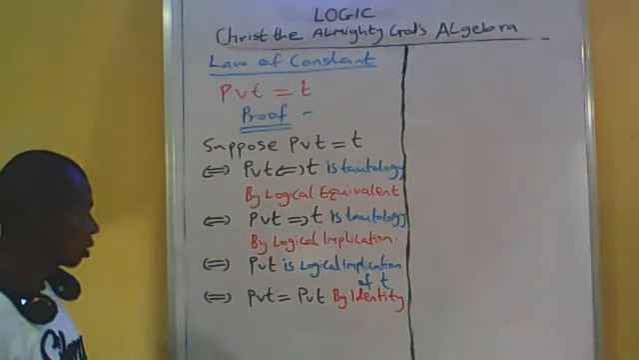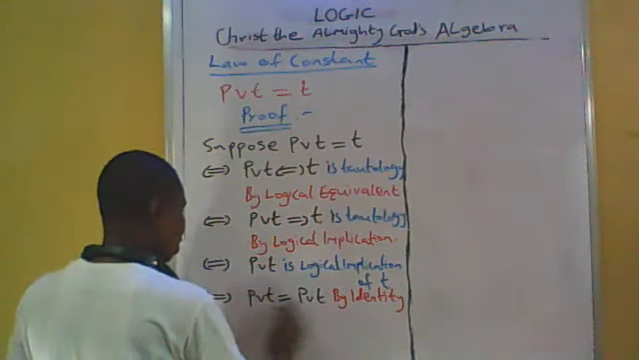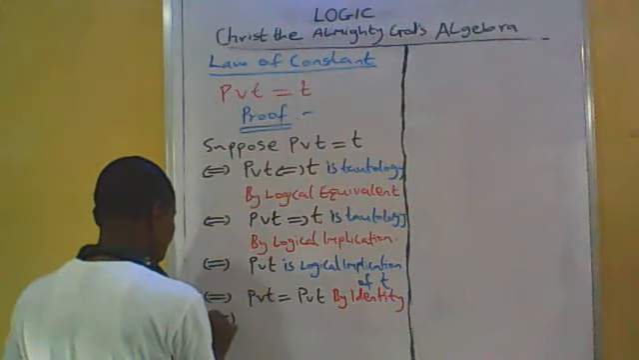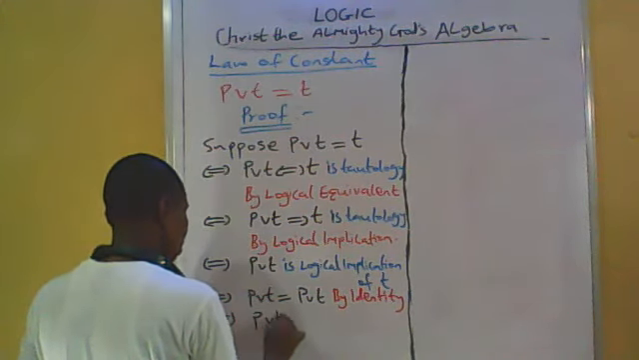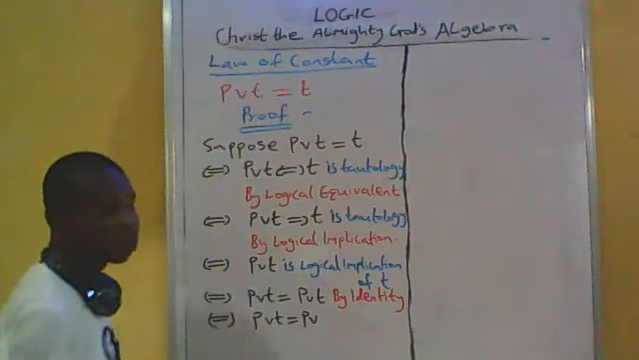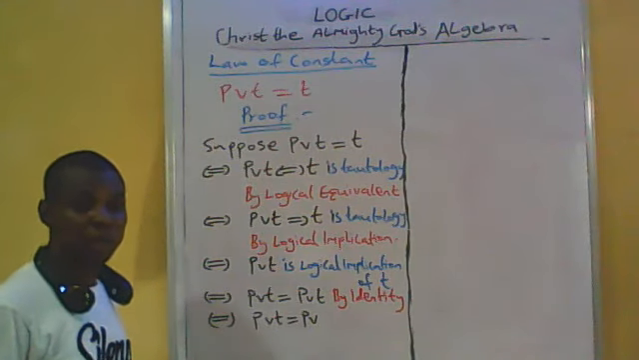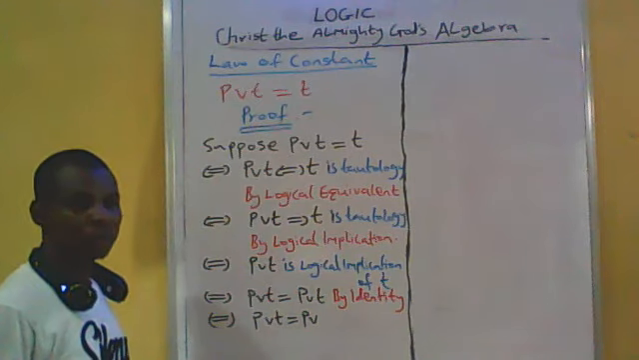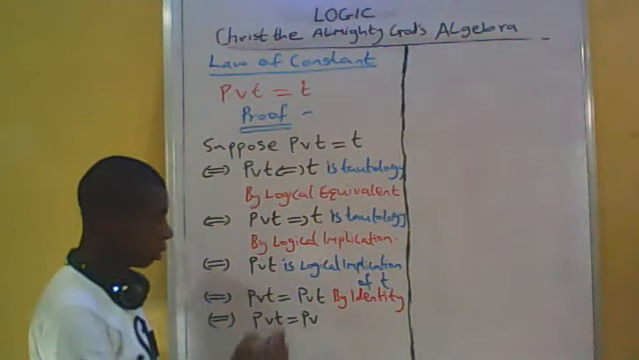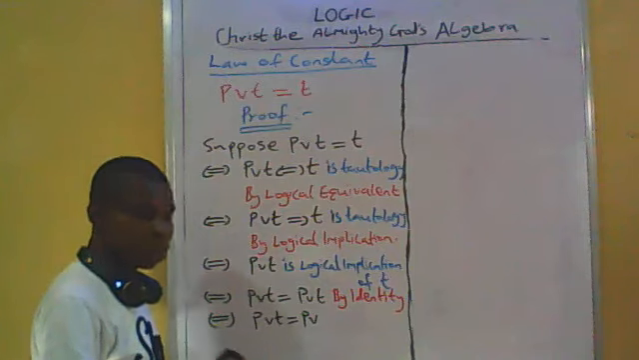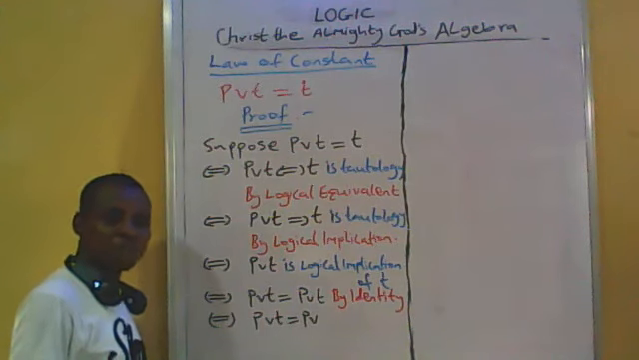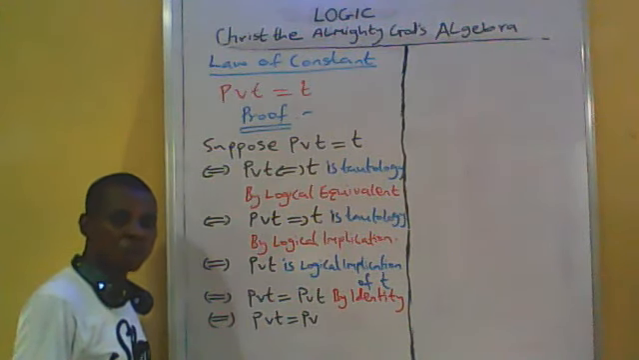Now, since P or T equals P or T is true, it must also be true if and only if P or T is equal to P or, now this T is equal to not P or P, not P or P. Let's say P or not P, the same thing, is equal to P or not P. By law of complement, T is equal to P or not P.